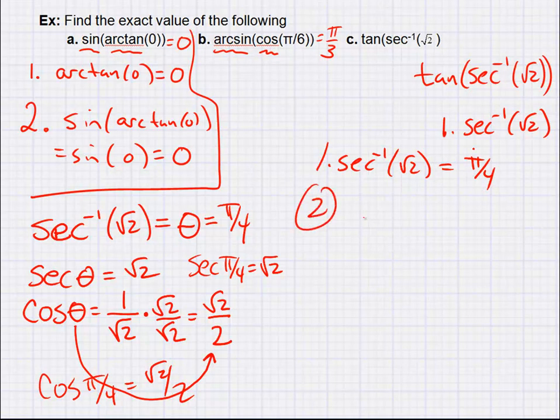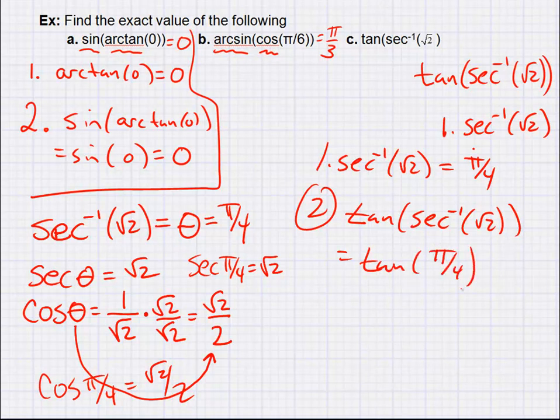Second question, what's the tan of the inverse secant of square root of 2? Which is the same thing as saying, what's the tan of pi fourths? And you should be able to do that. Take the y and the x coordinate, divide them. They're both square root of 2 over 2 for pi fourths, so I get 1. So this whole thing is equal to 1.